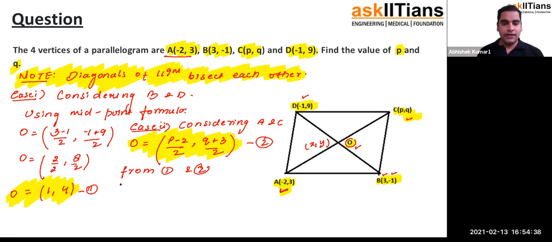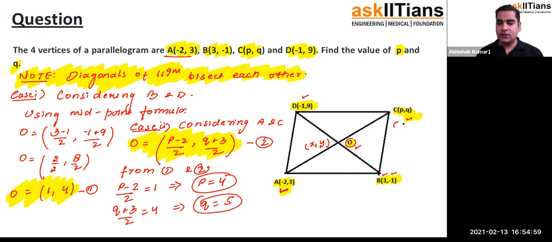So you will have (P minus 2) by 2 equals 1. So what will you get? You will get P is equal to 4. Clear? P will be equal to 4. And you will have (Q plus 3) by 2 equal to 4. So you are going to have Q is equal to 5. That means the coordinates of point P should be (4, 5) for the conditions given in this question to be true, or for this parallelogram formation to take place.